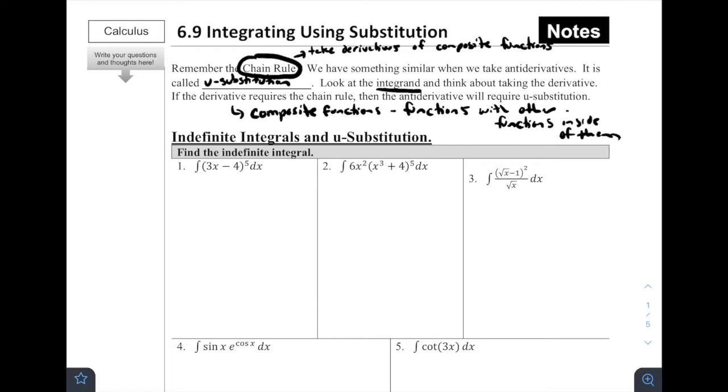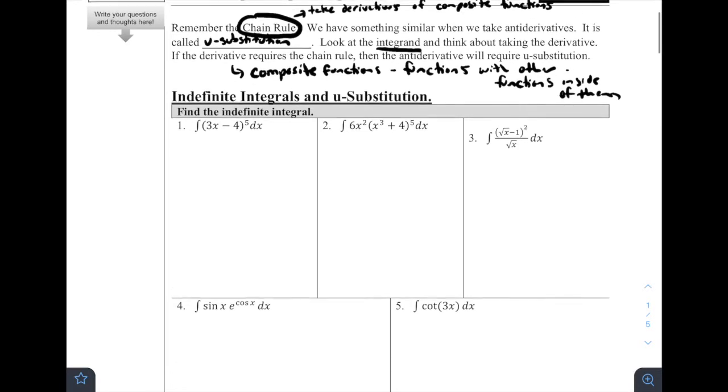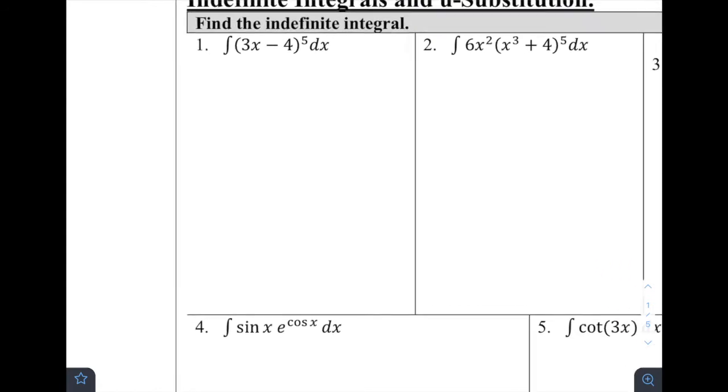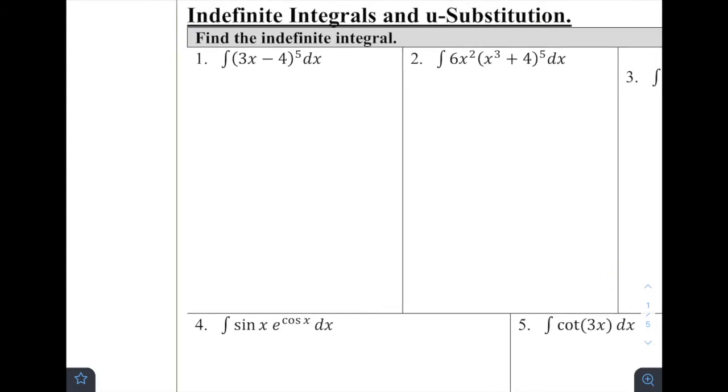And I think the easiest way for us to talk about this is to just jump into some examples. So I want to show you how this works. The goal here is to find the indefinite integral. We know it's an indefinite integral because there are no limits of integration here. Key idea, remember that when we're taking indefinite integrals, your answers should have a plus C, unless they give you some information that allows you to find a particular solution.